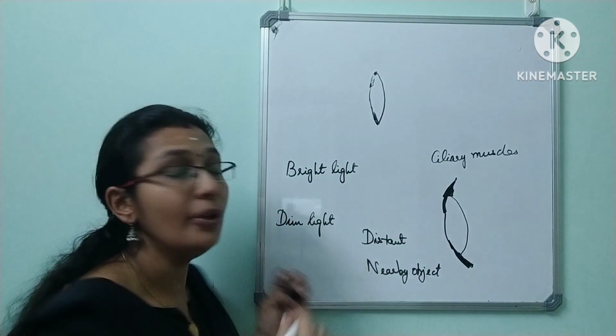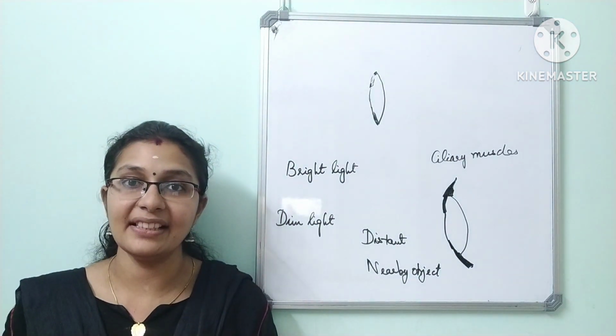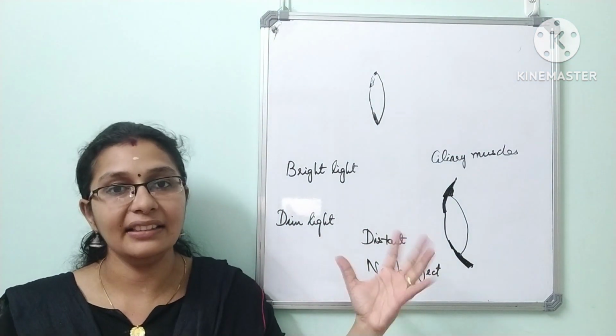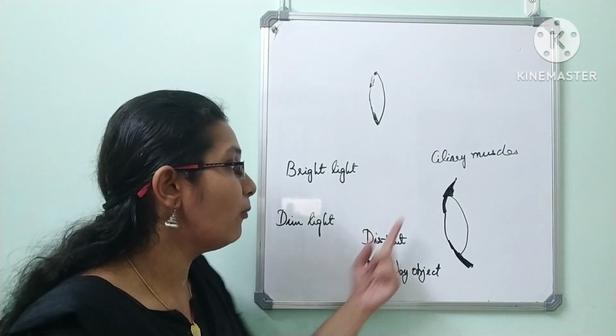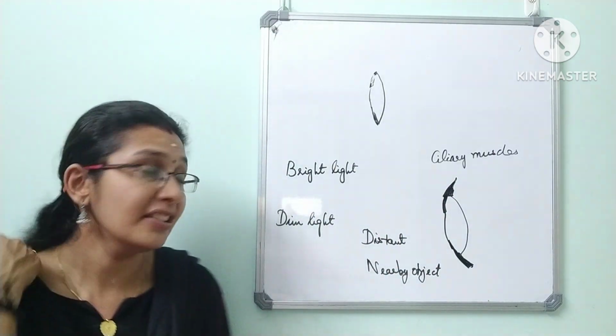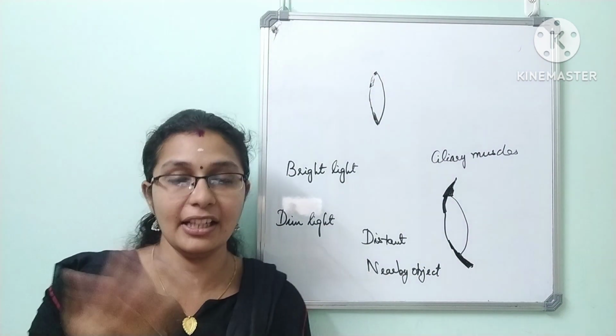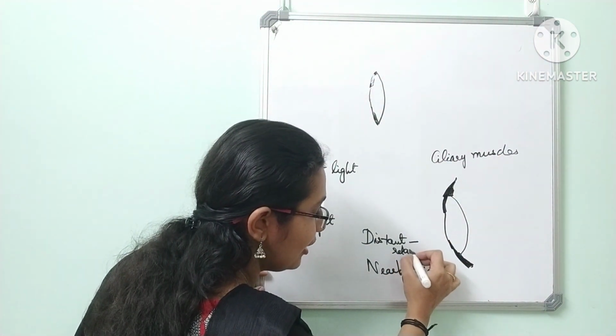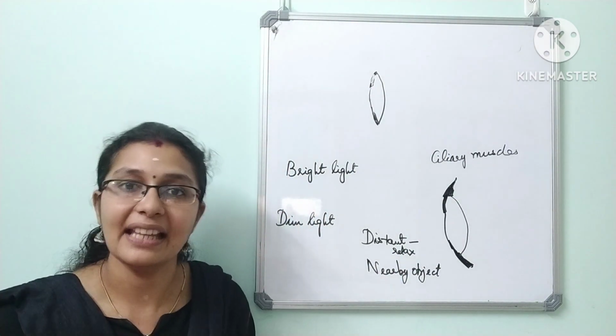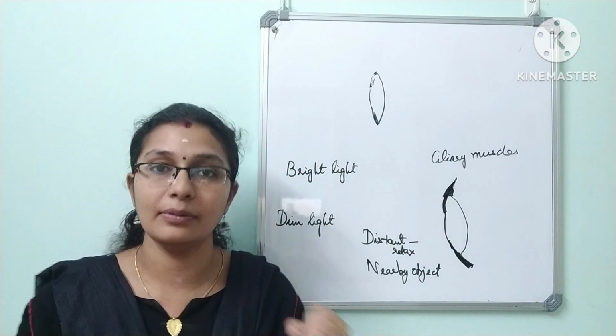As I already told you, ciliary muscles are the ones which adjust the focal length in our eyes and thus enable us to see objects clearly. Yes or no? So what this ciliary muscle does is, to see a distant object, the ciliary muscles will relax, which in other terms you can say is expand. Okay, the ciliary muscles will relax.